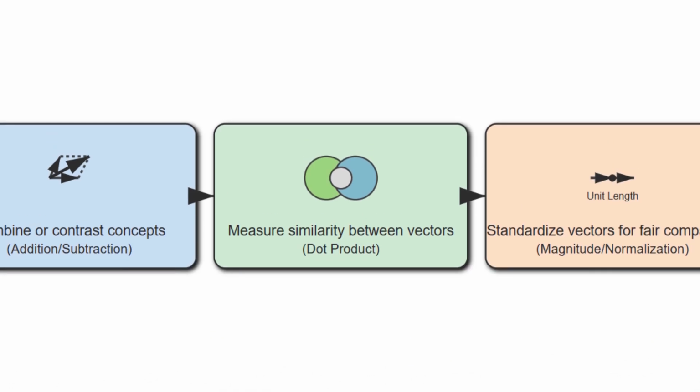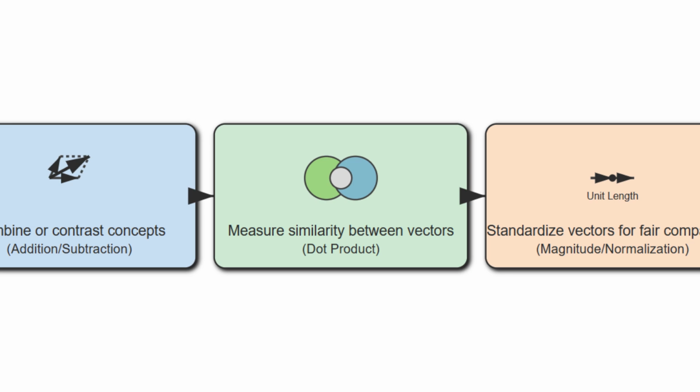Once we have data as vectors, we can perform operations that unlock incredible insights. First, we have addition and subtraction. These operations allow us to combine or contrast concepts. A famous example is king minus man plus woman equals approximately queen in word embeddings. It reveals semantic relationships.